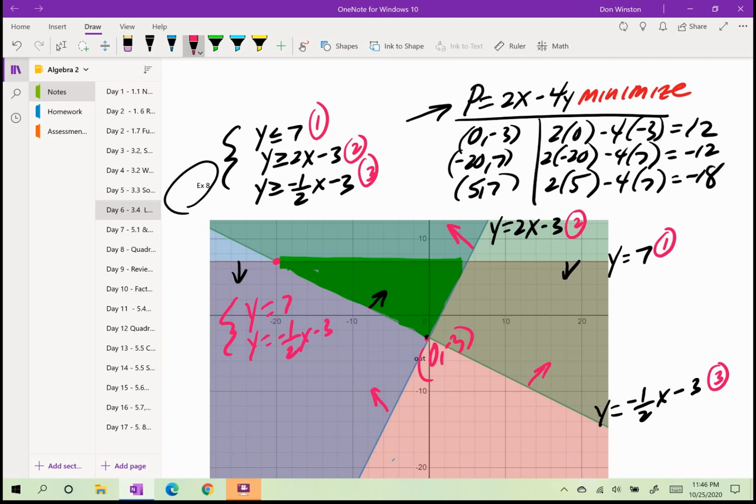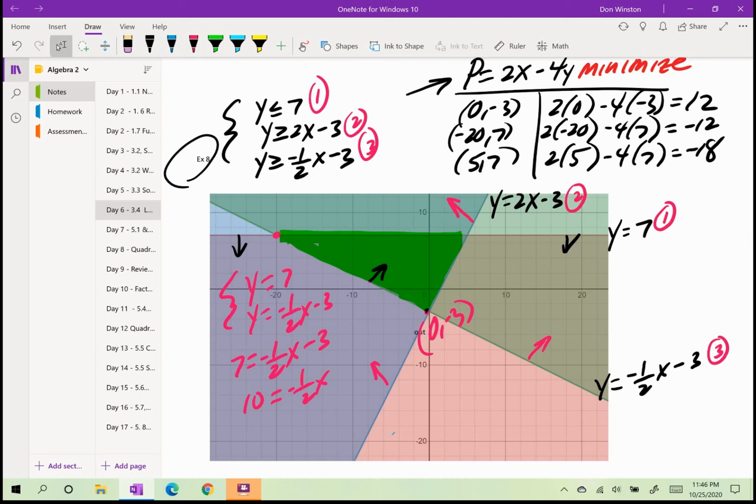So you set y equal to y. So 7 equals negative 1/2 x minus 3. Add 3, you get 10 equals negative 1/2 x. And then multiply by negative 2, and you get negative 20 equals x. So this is going to be negative 20 for x. And of course y is equal to 7 at that point there. Okay, so we had the point 0, negative 3, and then negative 20, 7.